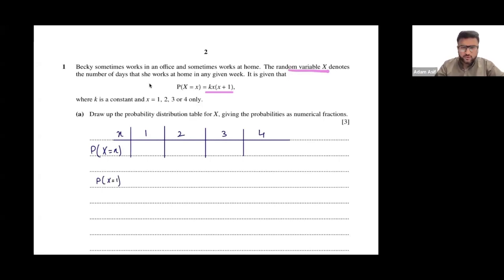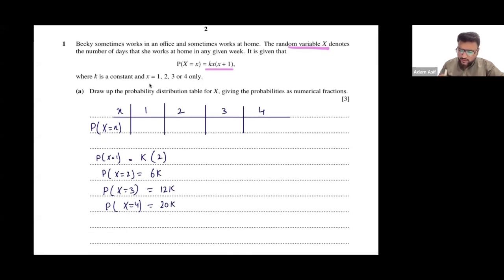The probability that X is equal to 1 is going to be K times 1 times (1 plus 1), that is 2K. Probability that X is equal to 2 is going to be 6K. Probability that X is equal to 3, just plug in the value of x as 3 and we are going to get 12K. Probability that X is equal to 4 is going to be 5 times 4, 20K.